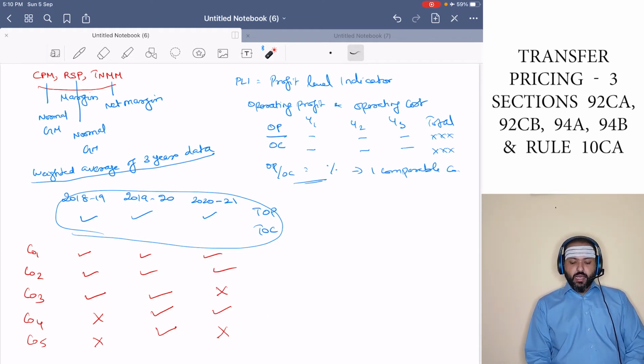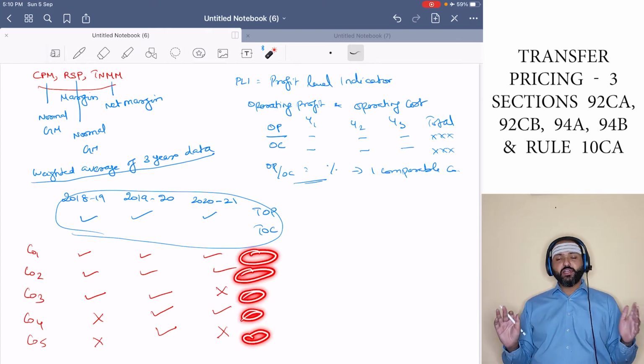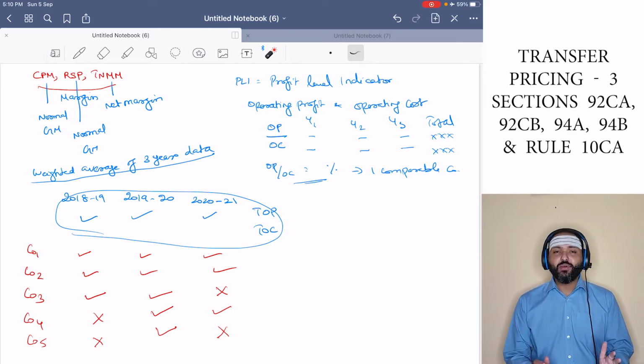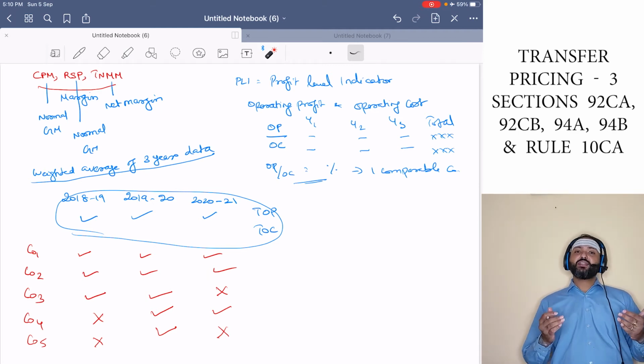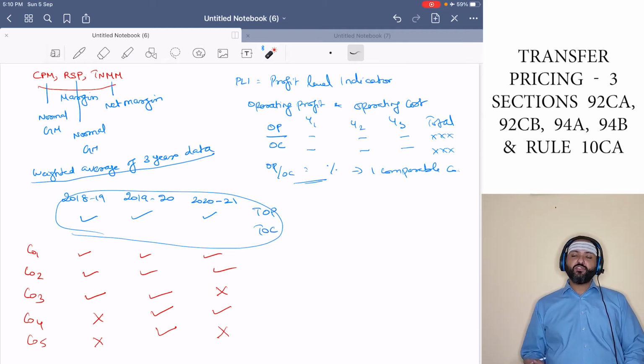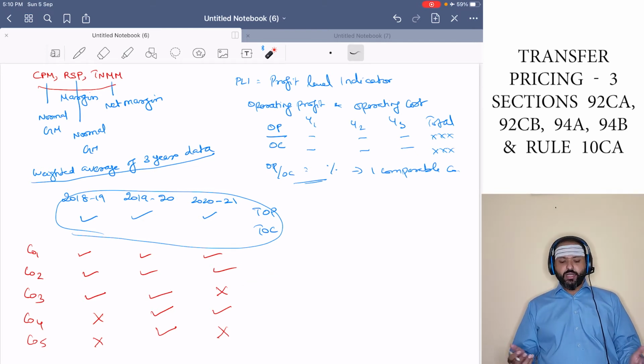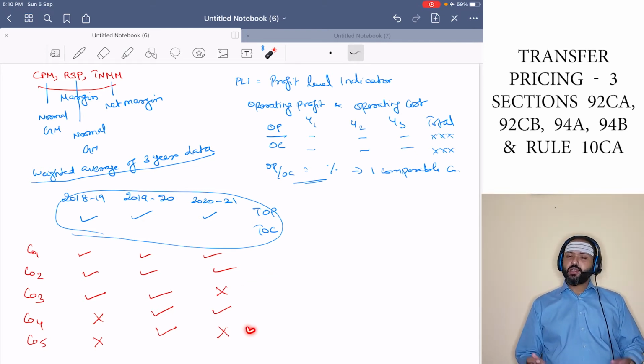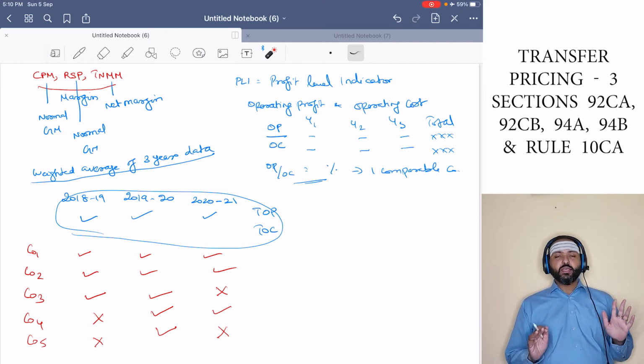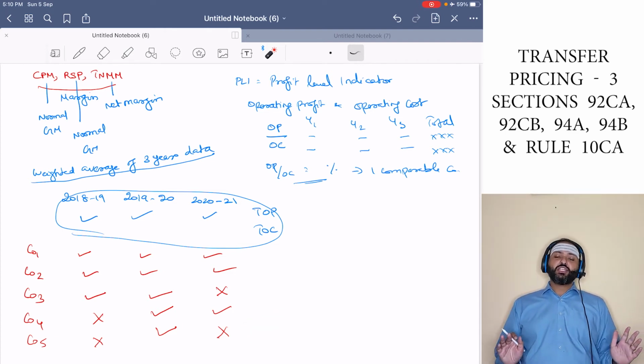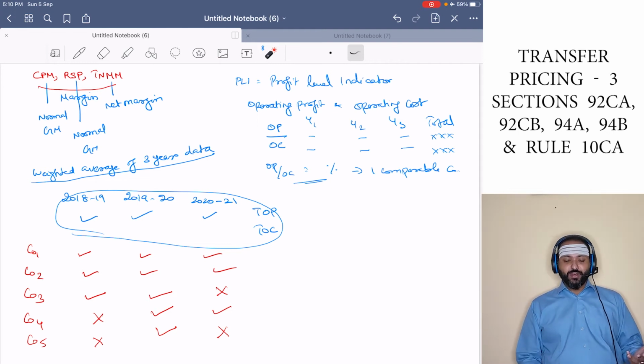But what I will do is, I will take only the data that is available for the purpose of benchmarking. I will take only the data that is available for the purpose of identifying whether these comparable companies will give me the arm's length price or not. If data is available for 2 years, I will consider only 2 years. If data is available for 1 year, I will consider only 1 year. Okay, so this is how we do the range concept when these 3 methods are involved.